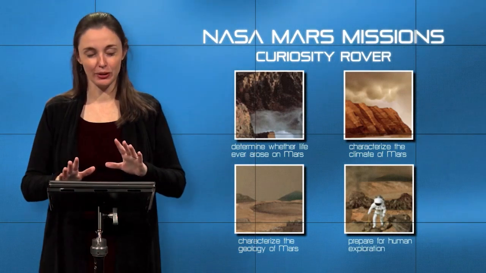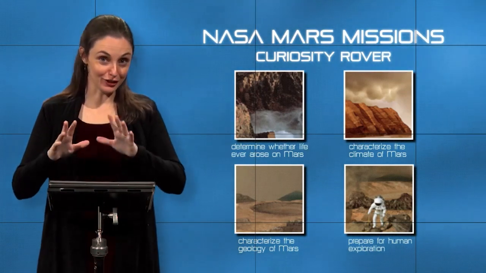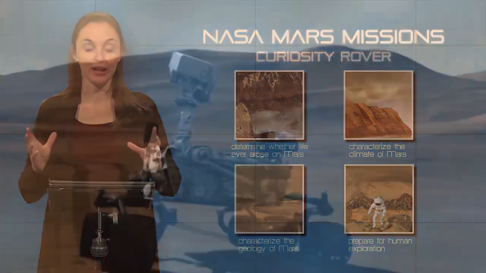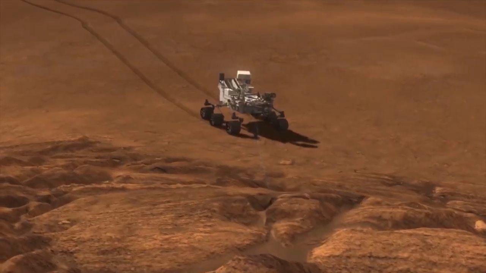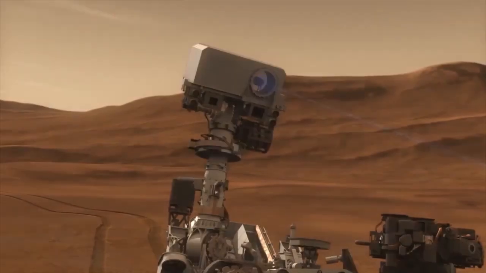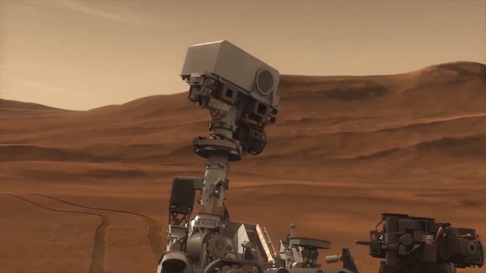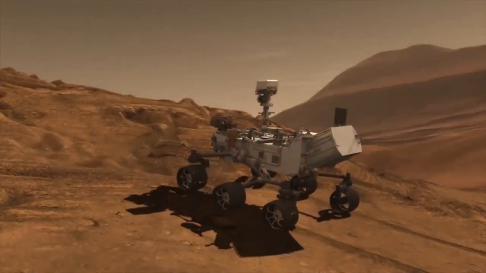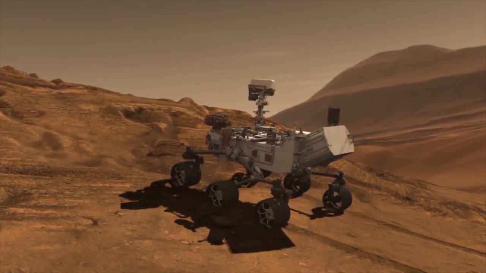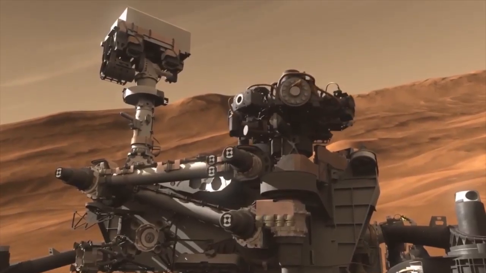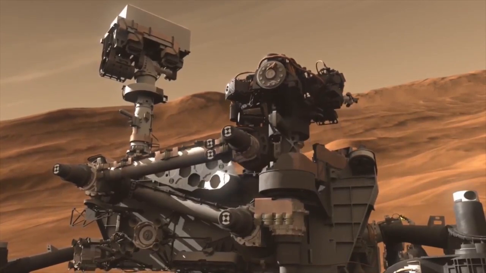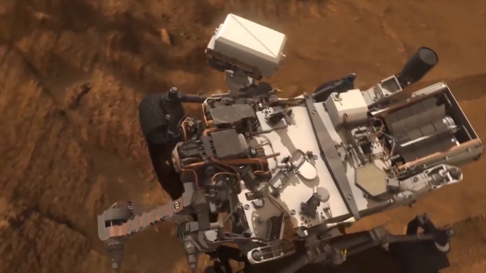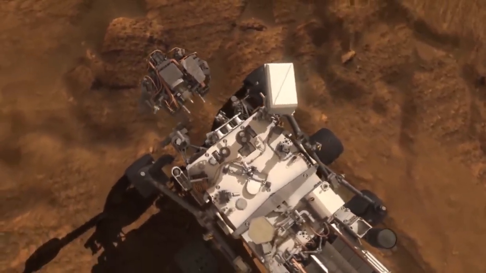Curiosity, in addition to being able to take great pictures, even some selfies, as we'll see in just a minute, also has a complete organic chemistry lab on board. What it's looking for is the possibility that life ever arose in the past on Mars, by looking for any sort of organic compounds that might still be remaining on the planet's surface, to try to get an understanding of the climate of Mars, the geology of Mars, the part that's really interesting for me, and to begin to sort of carve the way for human exploration of Mars in the next 10 or 20 years.